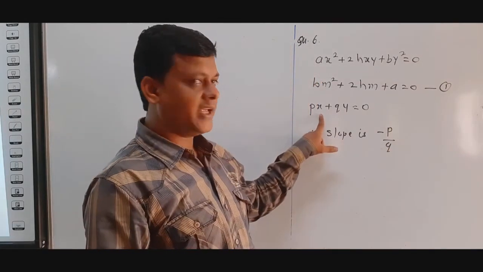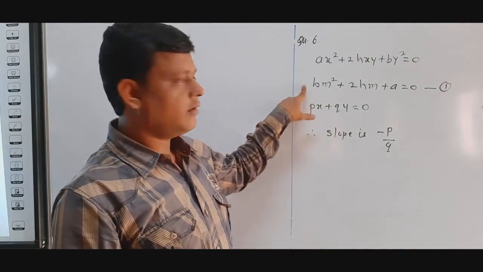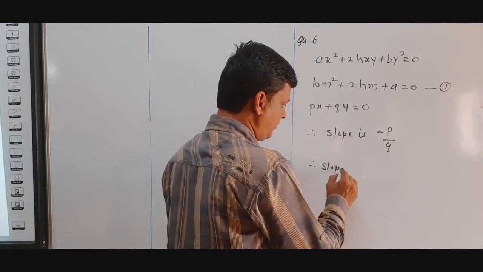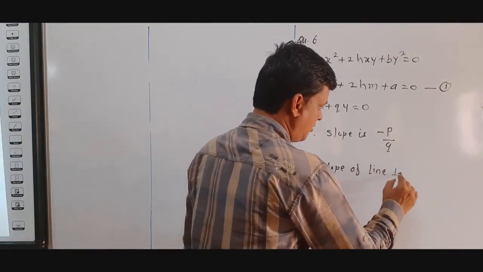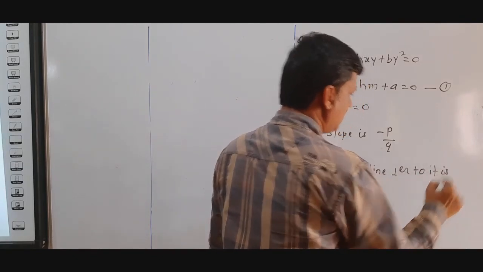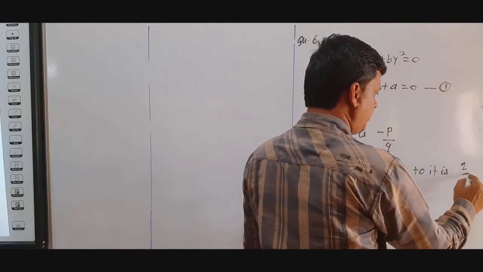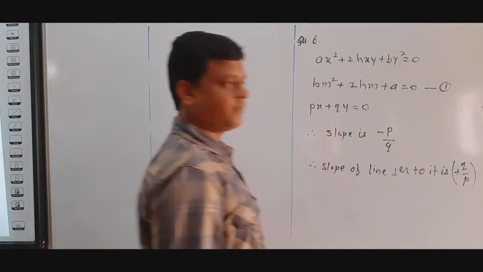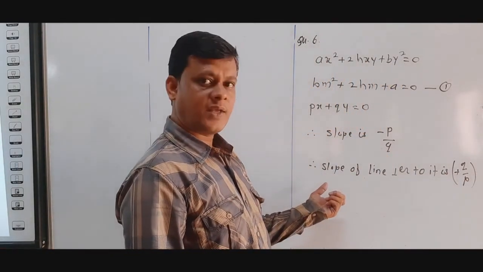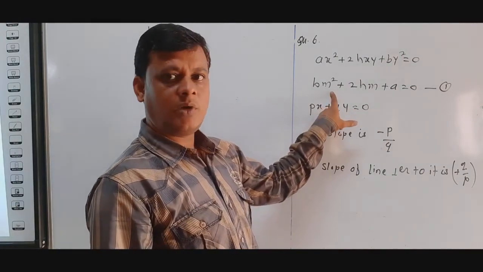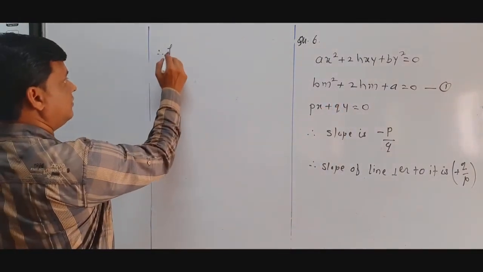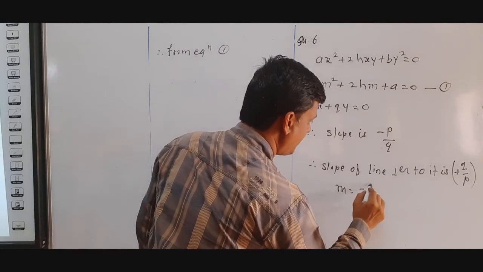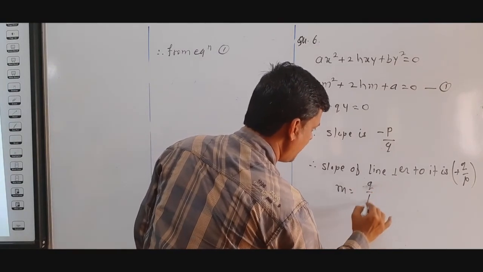This is the slope for this line, and this line is perpendicular to one of the lines. So we have to find the slope of that line. Therefore the slope of the line perpendicular to it: now we have to take its reciprocal. So the reciprocal is q by p. We have to change the sign. Here the sign is minus, so we write its sign as plus. So this is the slope, and this value must satisfy equation number 1. So from equation 1 we substitute m equals q by p.